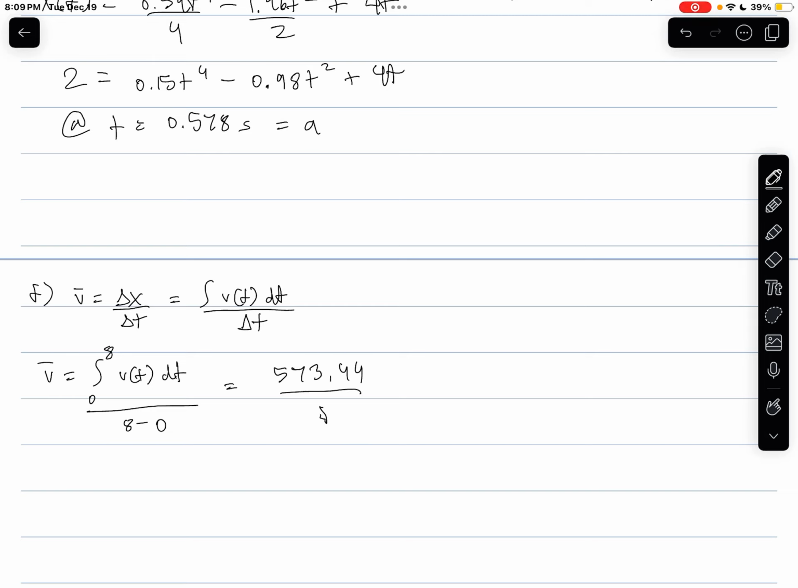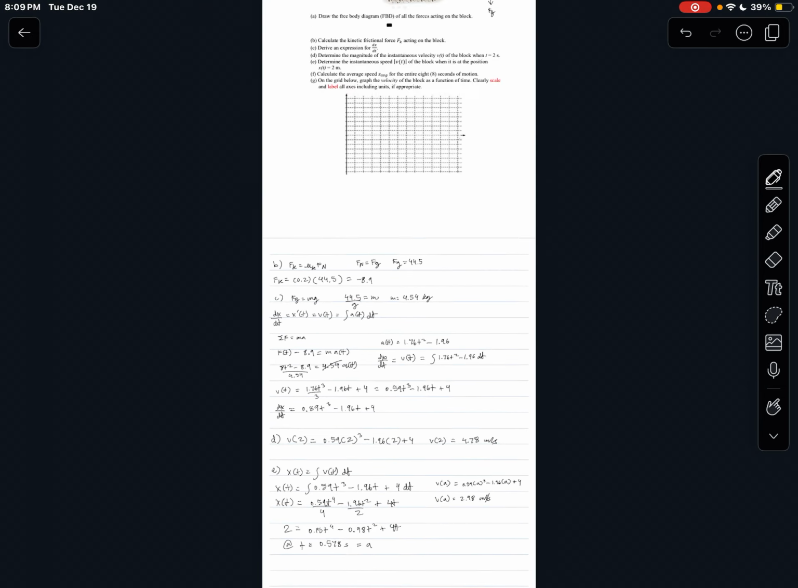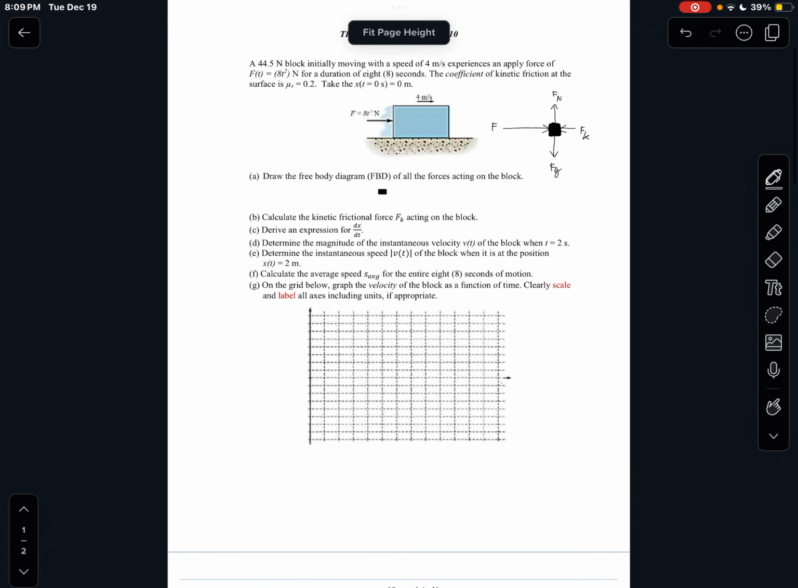So it was 573.44 over 8. Then the answer should be 71.68. So the average speed for the entire 8 seconds is going to be 71.68 meters per second.